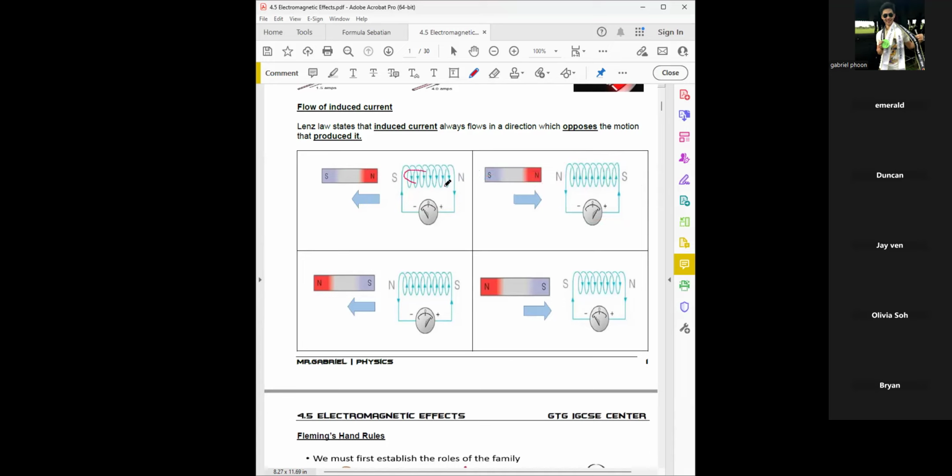The more you do it, because the current produced is greater, it will produce a stronger magnetic field that will constantly oppose your motion. And this is also one of the reasons why perpetual motion is not possible, because any current that is produced will always oppose the motion producing it, eventually losing all energy.